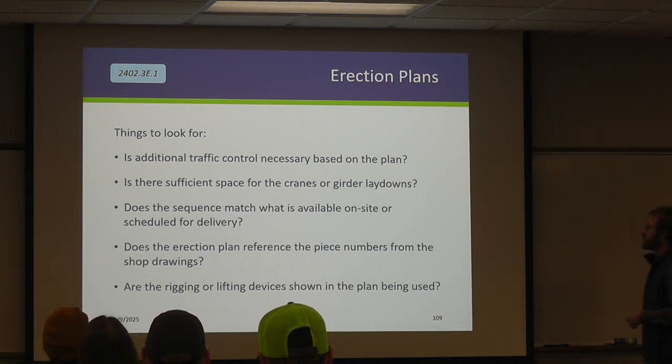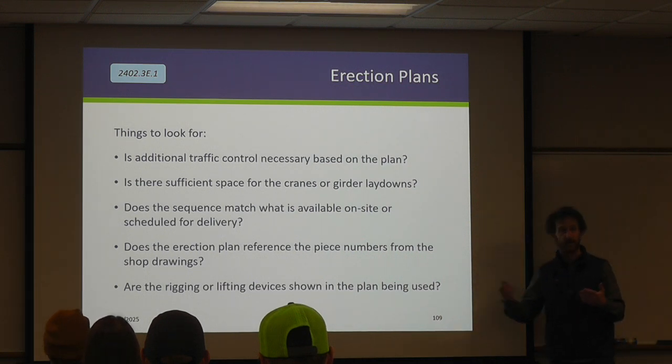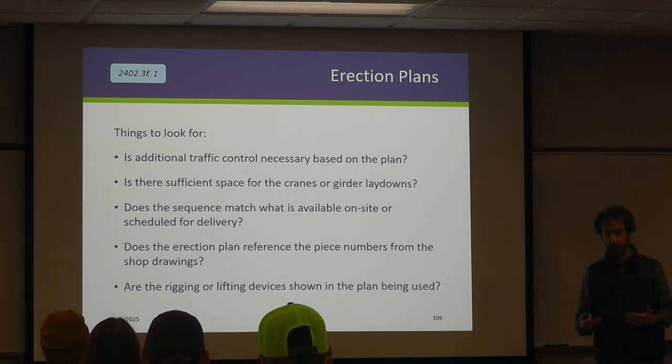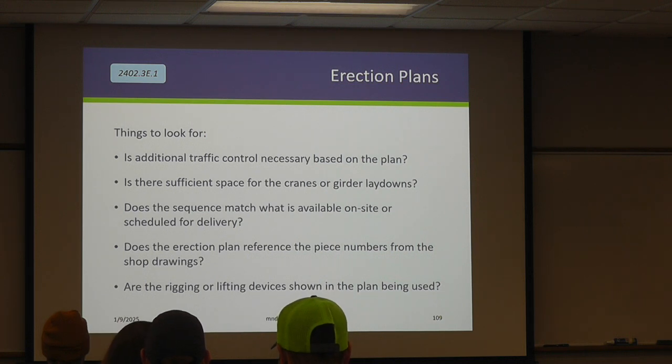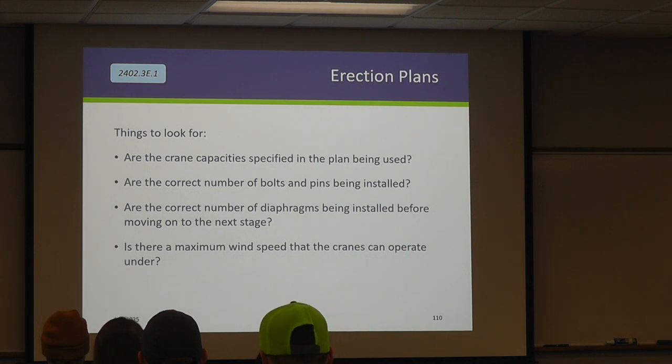Does the sequence match what's available on site or the delivery schedule? Do they have the match marks in there? Does it make sense what they're asking for? Are you referencing those match marks? The rigging devices or lifting devices that are shown on the plan, is that what they actually have or what they're going to be bringing? Because those things have capacities too. Do crane capacities match what's available on site? Correct number of bolts and pins, we're going to dive way into this. Are they proposing that correctly? And are they looking at the diaphragm installation correctly? There's also a lot of max wind speeds that the cranes can operate at. Are they planning for that? Are you monitoring that?